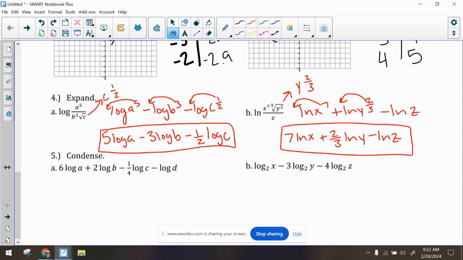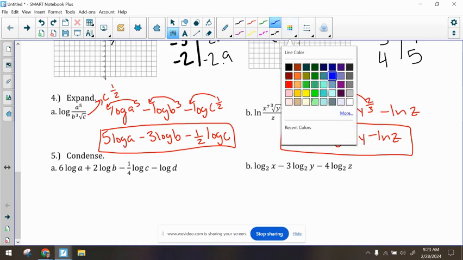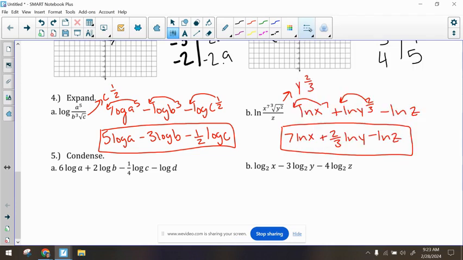Moving on to question 5, our directions say to condense. So unlike expanding, I'm taking multiple logs, putting it back together, and making it one log. So when we're expanding, the first thing that we do is apply our product and quotient properties. In condensing, the first thing that we do is apply power property. So I'm going to go ahead and take a look at number 5a. So I'm going to start by throwing those powers back on the variables in which they came from.